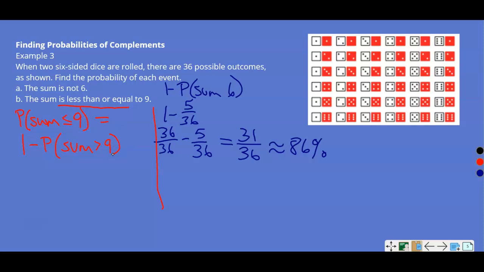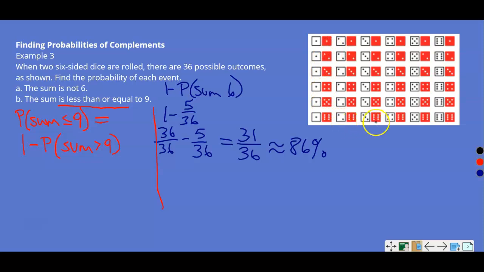And again, the reason we do that is because it'll be easier to count up this number. Obviously, you could go through and count all the ones that are less than or equal to 9, but there's going to be a lot more of those to count. So this is just a quicker way to do it. So let's look at all the ones that are greater than 9. If we have 6 and 1, that's 7. Here's 6 and 2 makes 8. So all of these in the first two columns are not going to be a sum greater than 9.